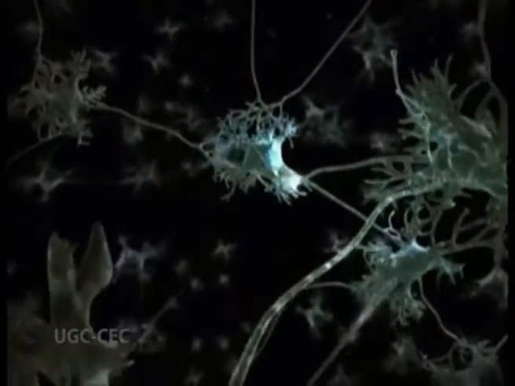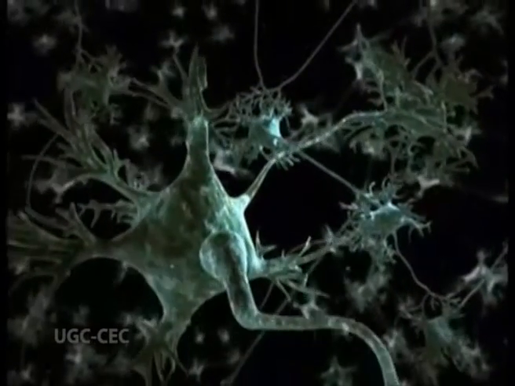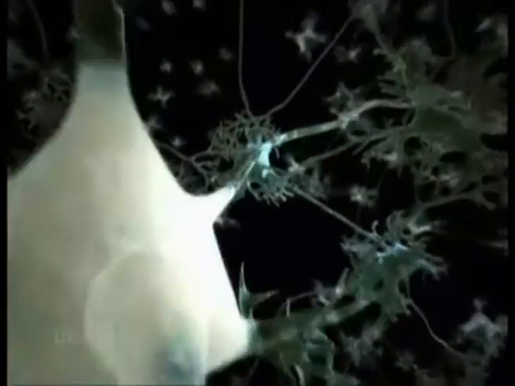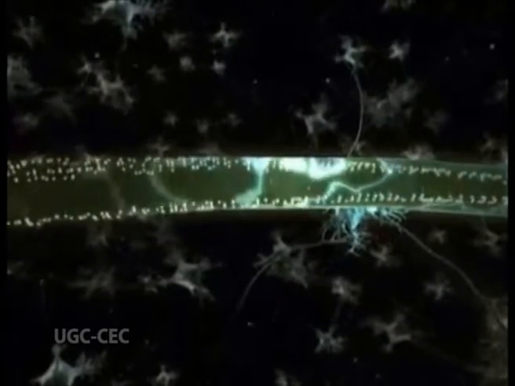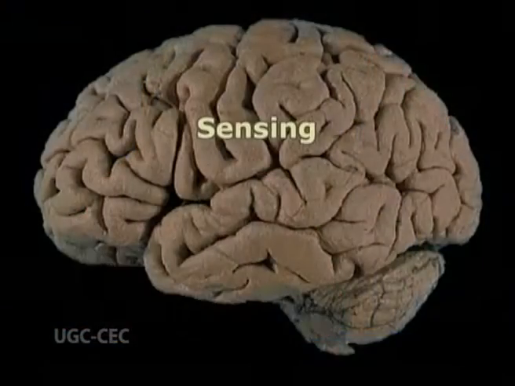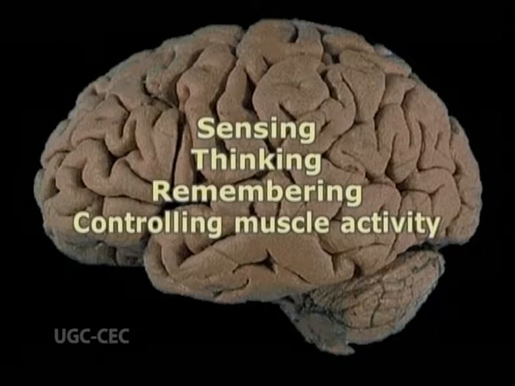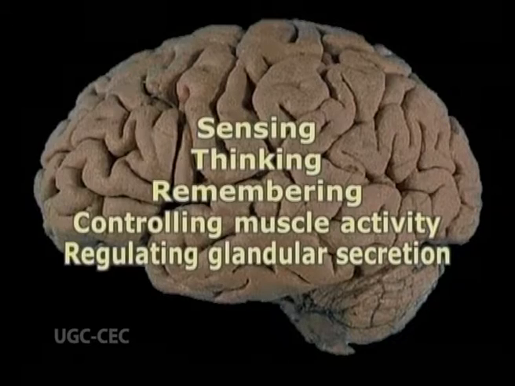They are specialized to transmit information throughout the body. These highly specialized nerve cells are responsible for communicating information in both chemical and electrical forms. Neurons provide the unique functions of the nervous system, such as sensing, thinking, remembering, controlling muscle activity, and regulating glandular secretions.